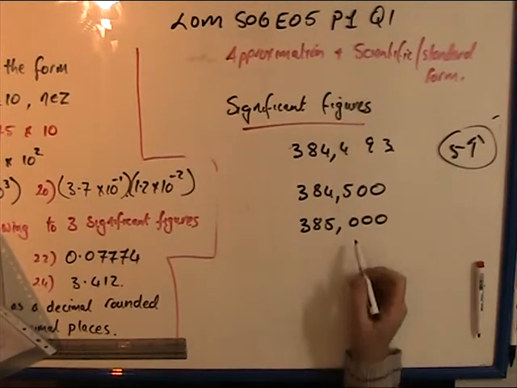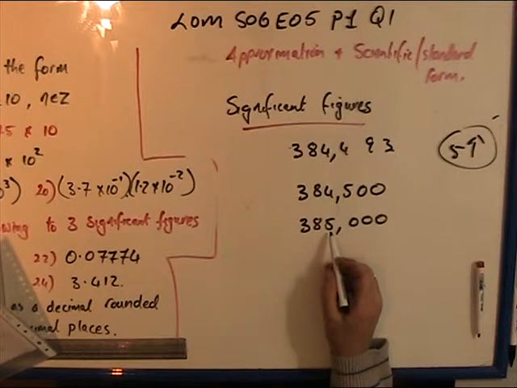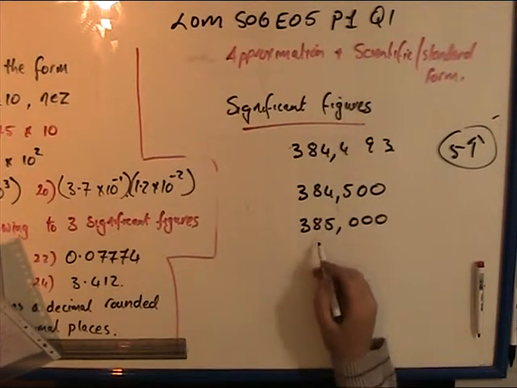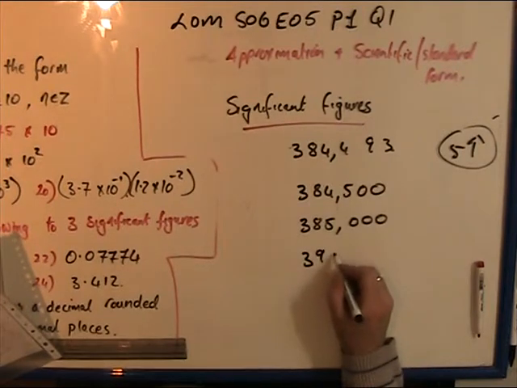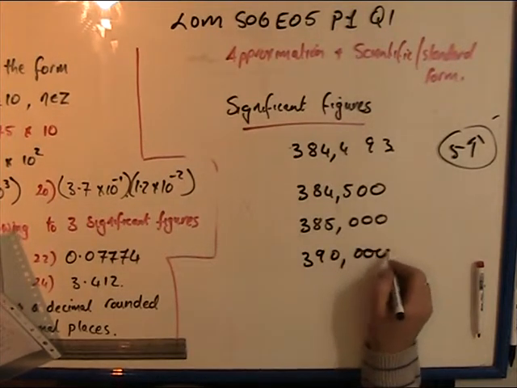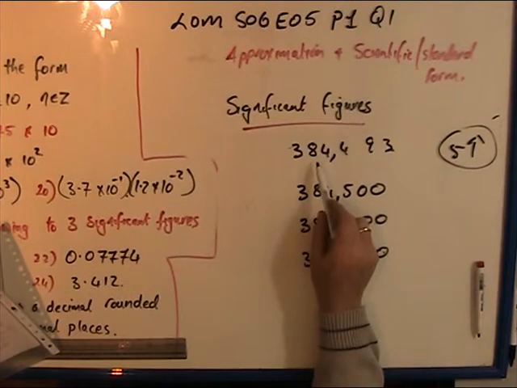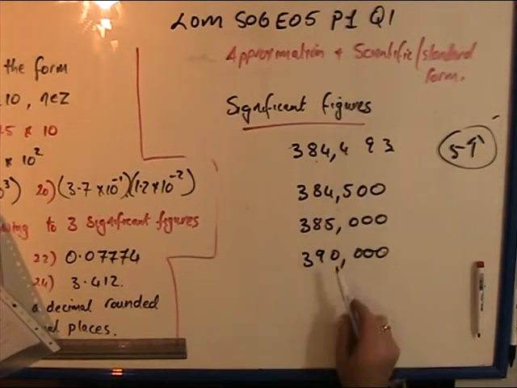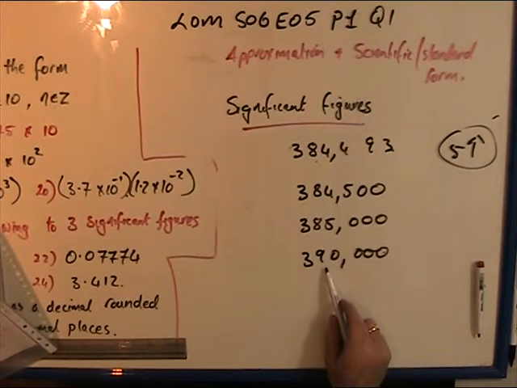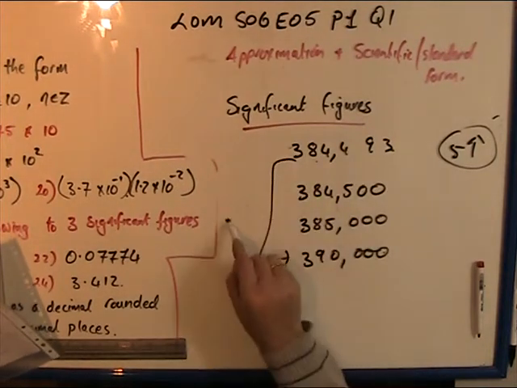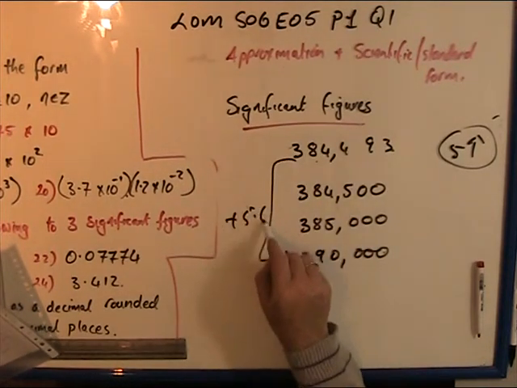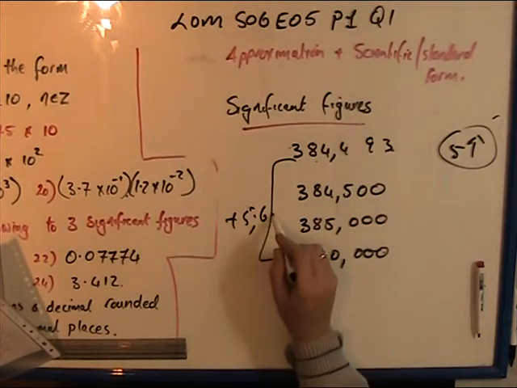Okay, so you see what's happening here. That's 3 significant figures. Then you've got 2 significant figures. That 5 would change that to a 9. That's 390. Okay, so 384,493 to 3 significant figures becomes 390,000. So you have gained plus 5.6 thousand, 5,600.